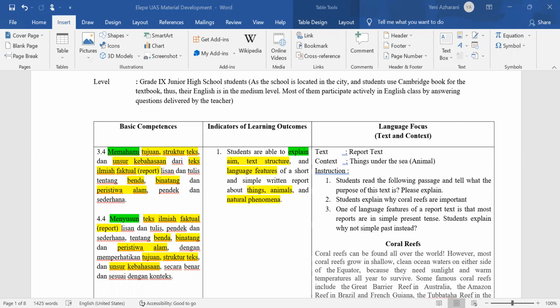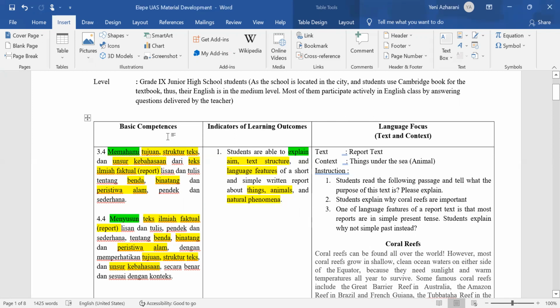And each level of the Bloom taxonomy consists of several verbs that we can choose as the learning outcome of the students later. Then I took the word explain to be the learning outcome. So the first learning outcome: students are able to explain the aim, text structure, and language features of short and simple written report about things, animals, and natural phenomena.